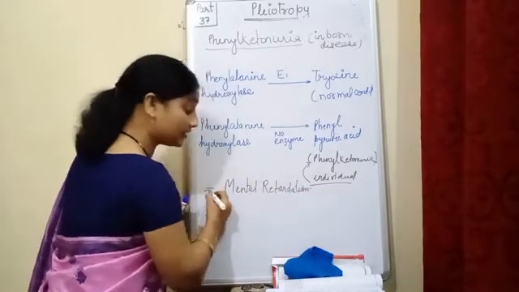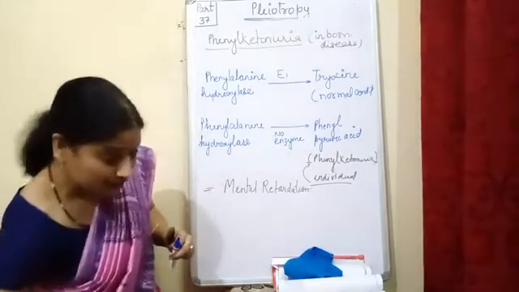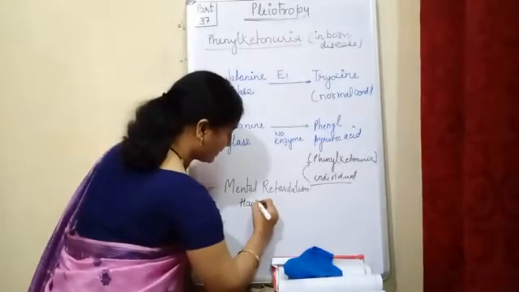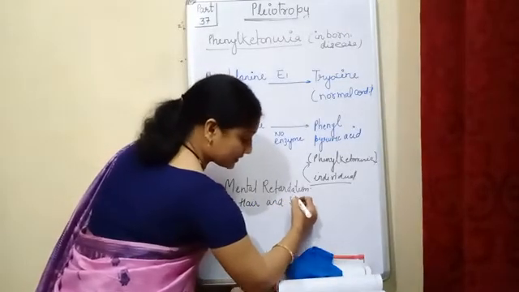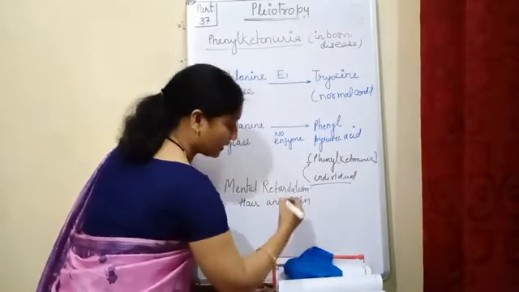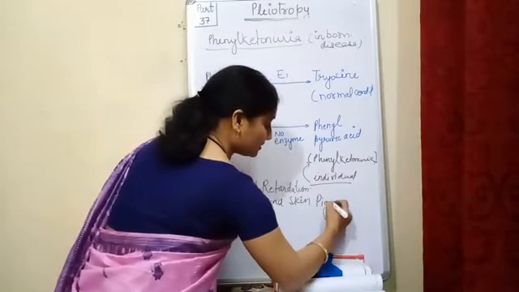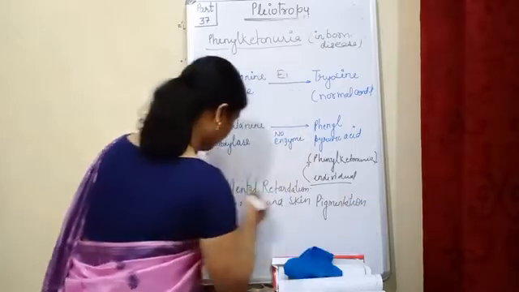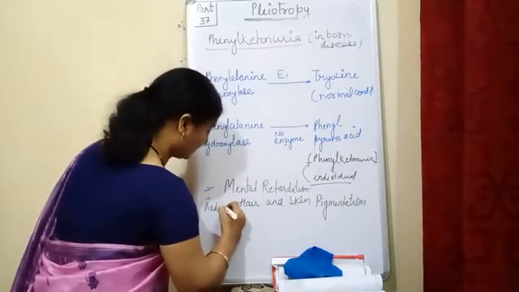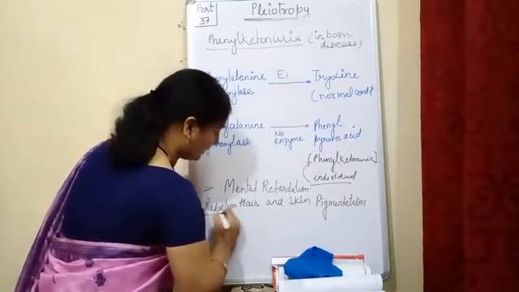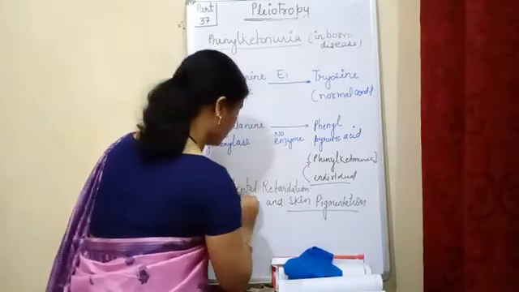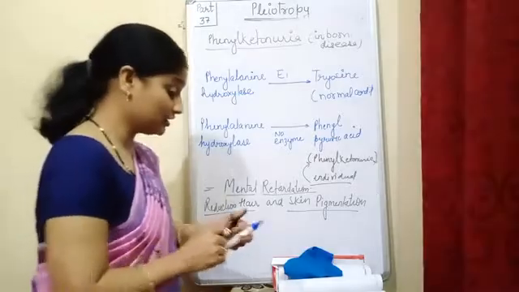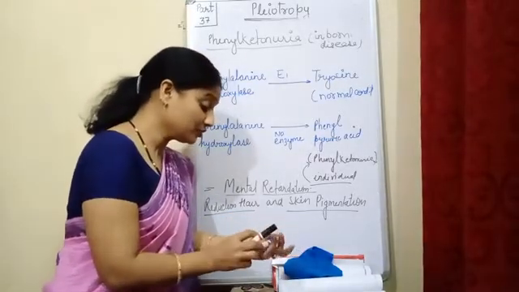Along with the mental retardation, it will also affect your hair and skin pigmentation. Okay, reduction in the hair and skin pigmentation along with the mental retardation. So this is the phenylketonuria.